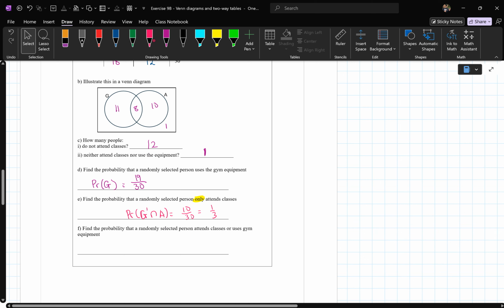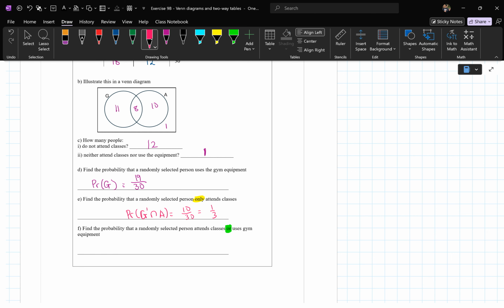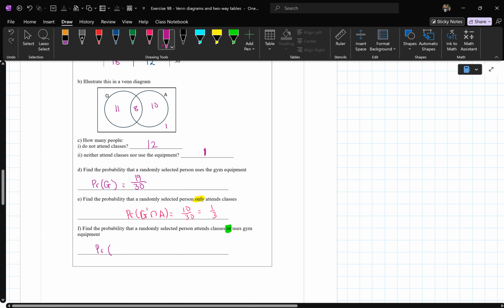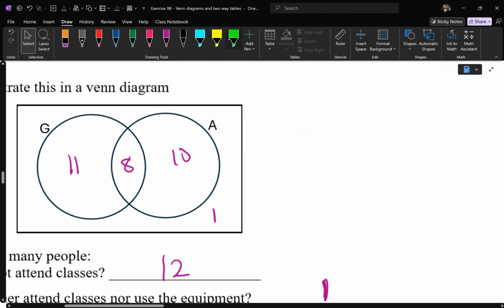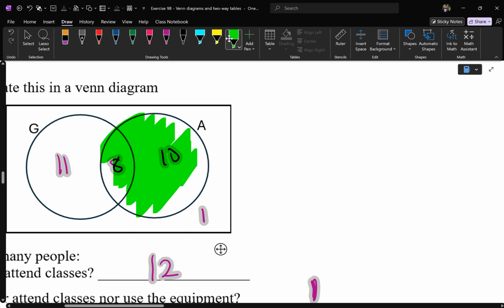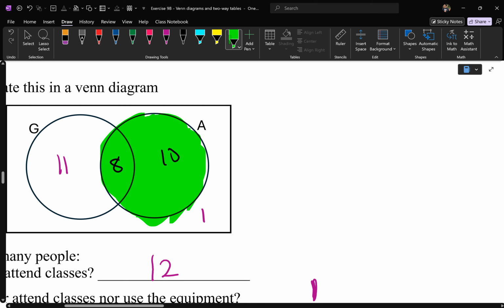And finally, find the probability that a randomly selected person attends classes or, now that's a keyword, or uses the gym equipment. What they're really asking here is the chances of picking someone who attends the classes or, so they have an option now, or is union, uses the gym equipment. If you think about it, the people that attend classes, there are 18 people. So you have 18 people to choose from. Or they could also be the people that go to the gym.